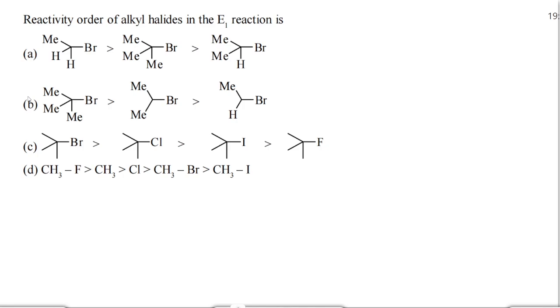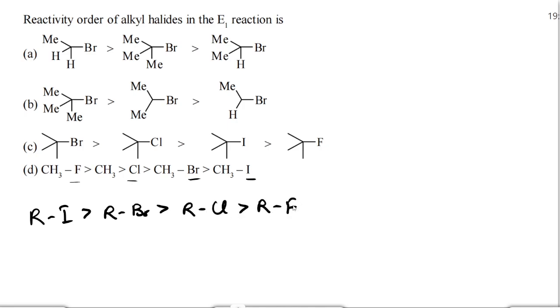Okay, what is the reactivity order of alkyl halides in E1 reactions? Tertiary would be most. Yes, tertiary more than secondary more than primary. And in case of different halogens, iodide is more than bromide, then chloride, and at the end it is fluoride. Alright. So obviously option B is true.